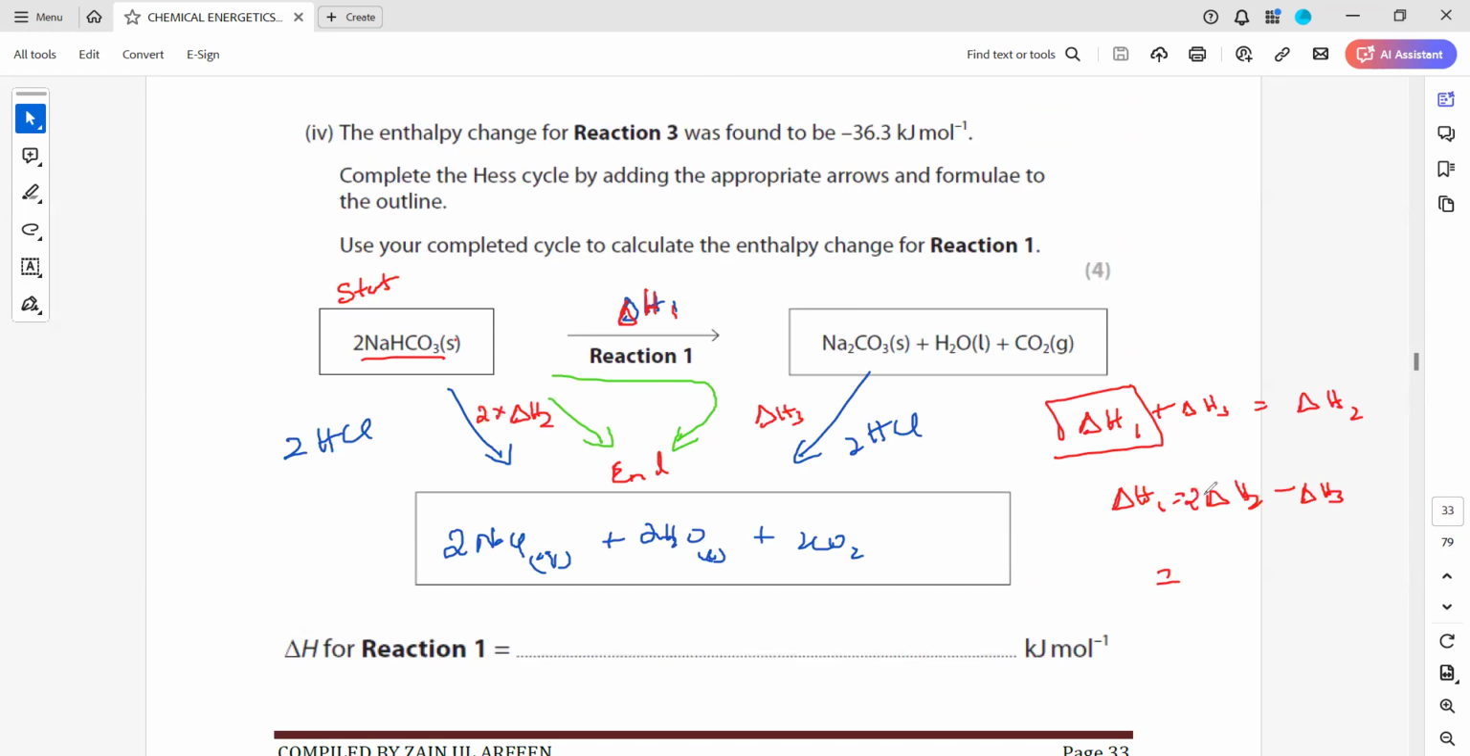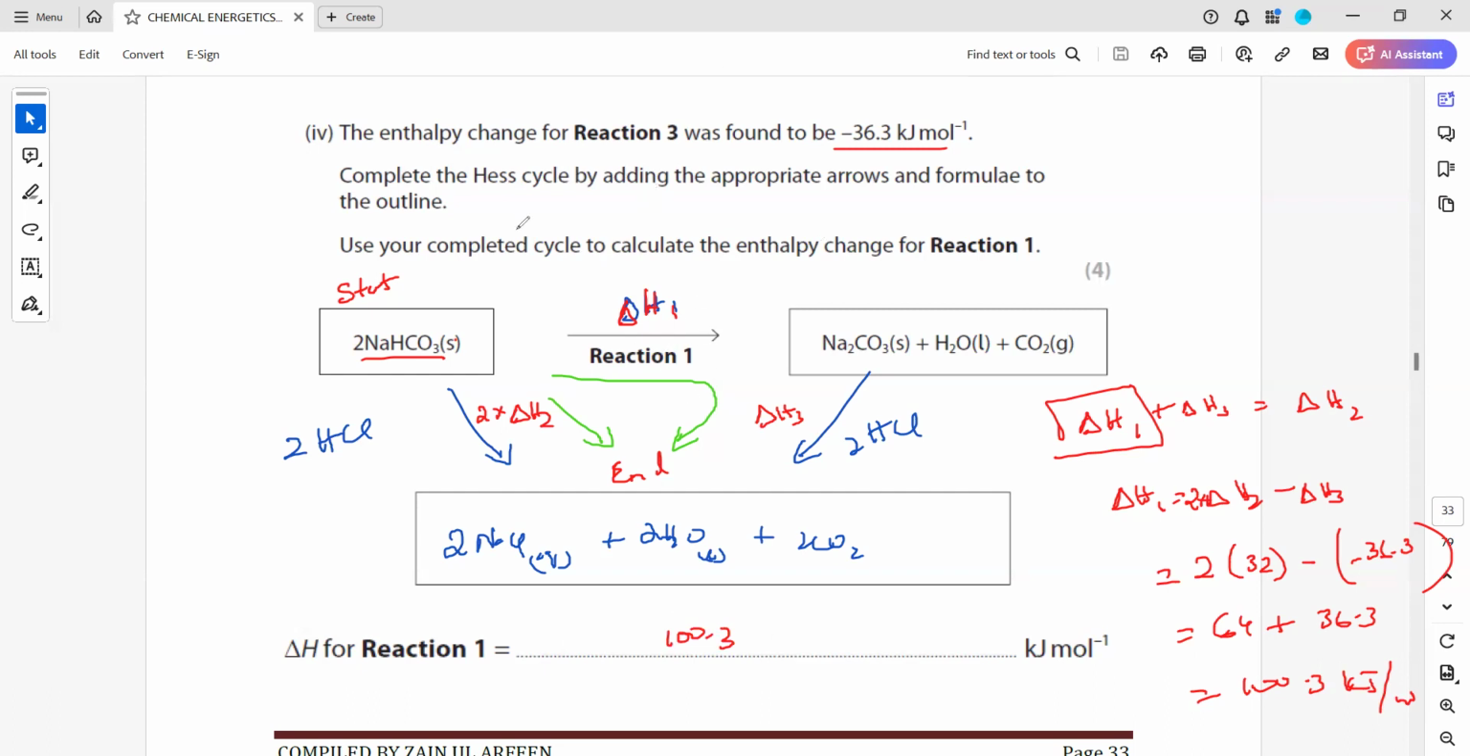So this will be twice the delta H2 minus delta H3. So this was about 32 kilojoule per mole, minus delta H3, which is minus 36.3. So this will be 64 plus 36.3. So that will make 100.3 kilojoule per mole.